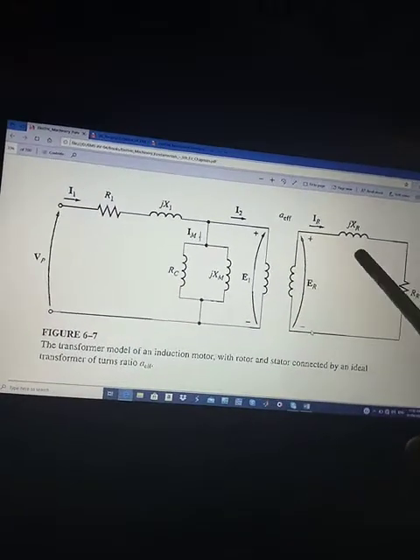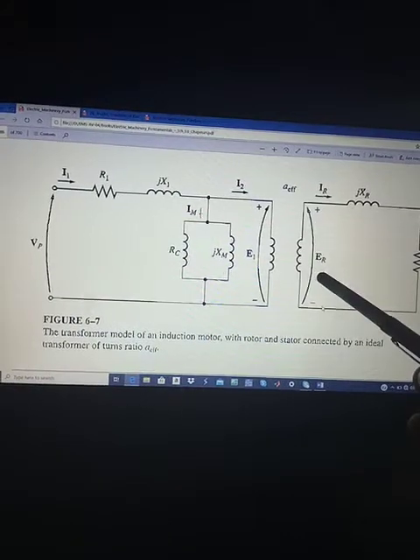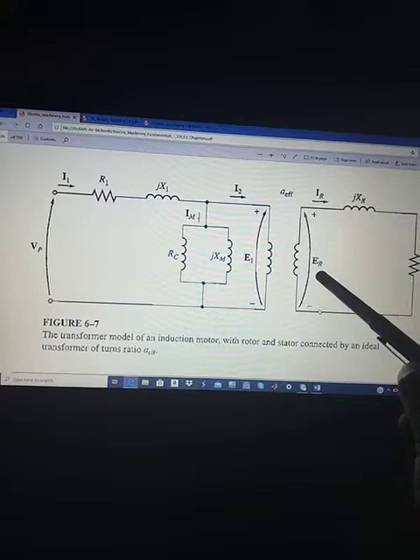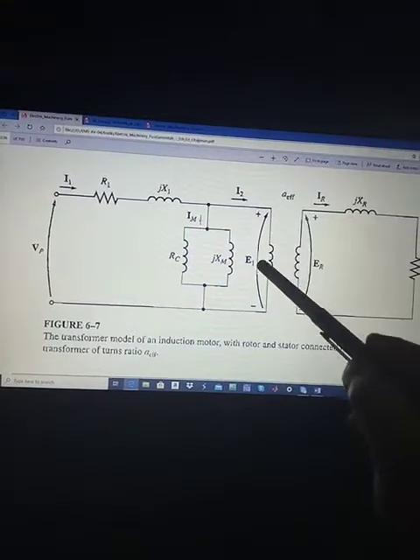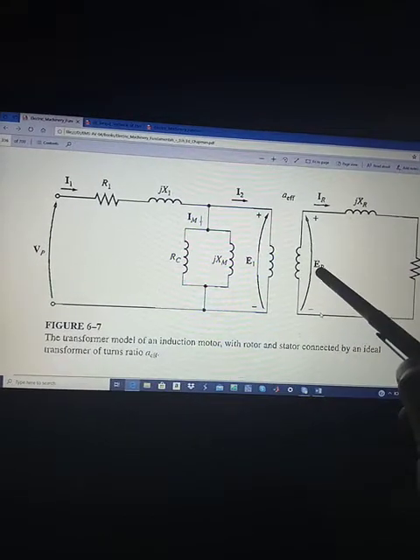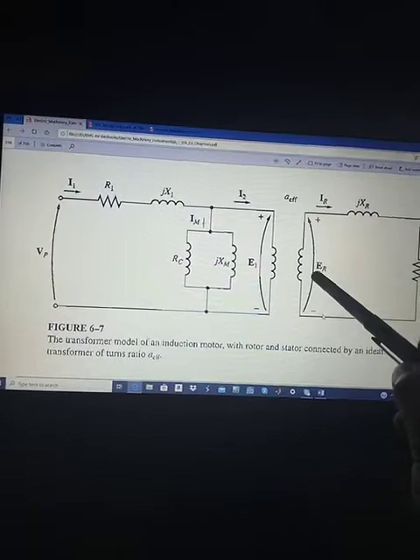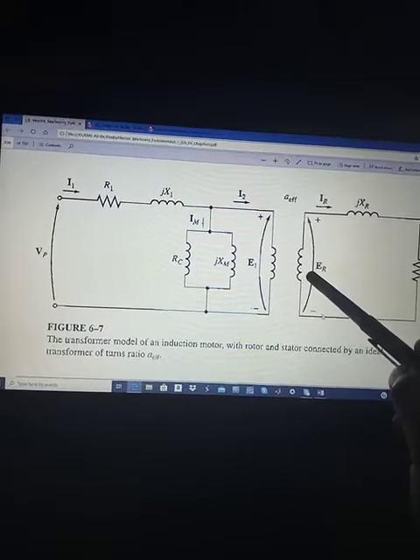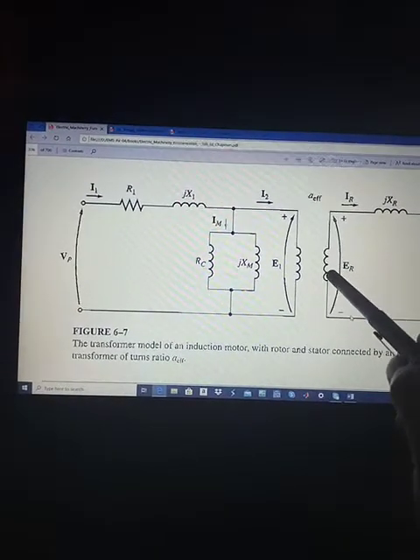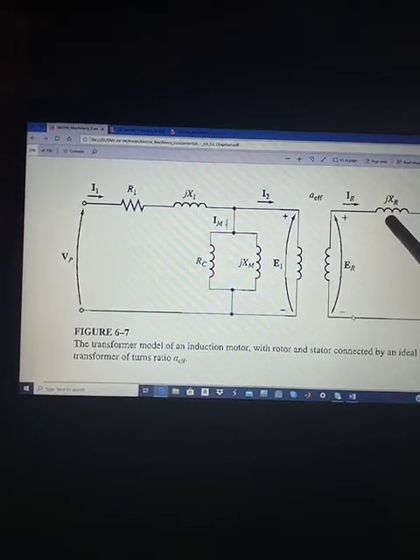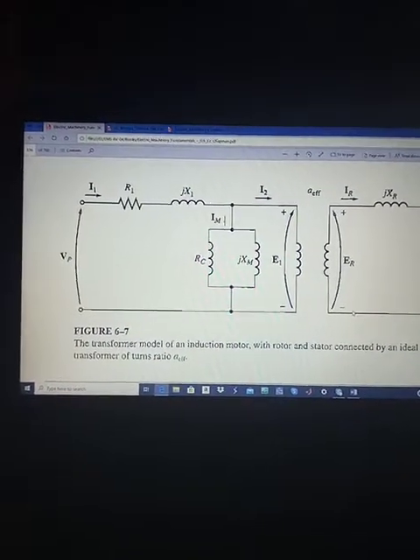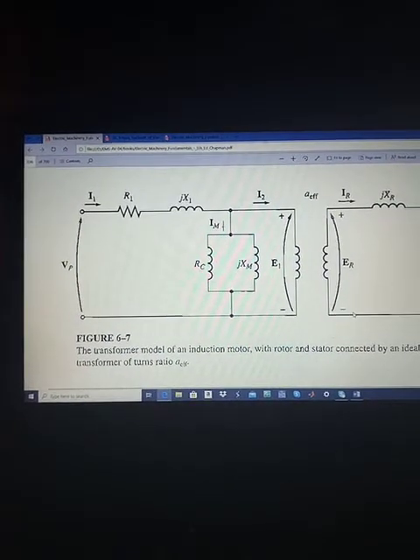Now here, this voltage ER is the induced voltage in the rotor of the induction motor, and this E1 is the three-phase supply voltage, and this ER is induced in the rotor of the induction motor. Similarly, jXR is the leakage reactance of the rotor, and RR is the internal resistance of the rotor winding.